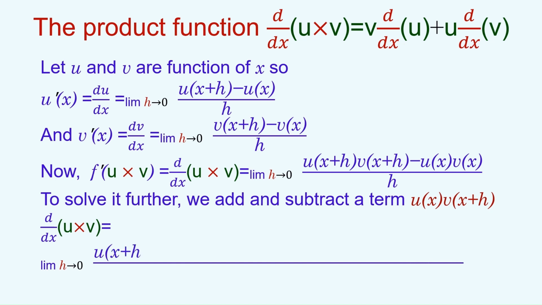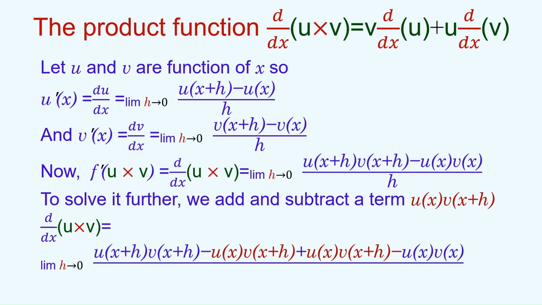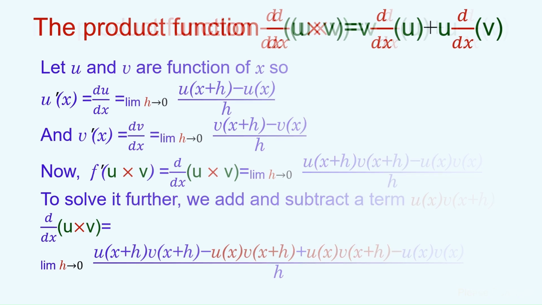d/dx of u times v equals the limit as h tends to 0 of [u(x+h) times v(x+h) minus u(x) times v(x+h) plus u(x) times v(x+h) minus u(x) times v(x)] divided by h.